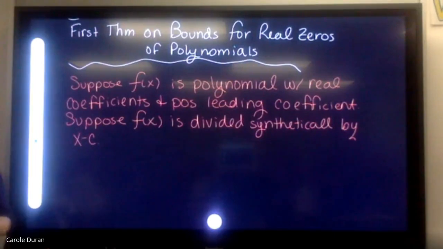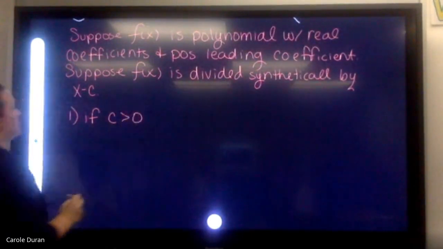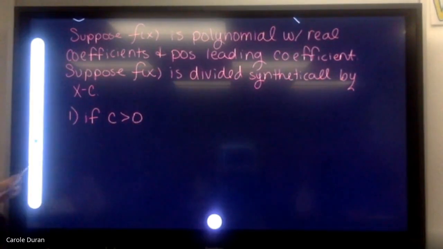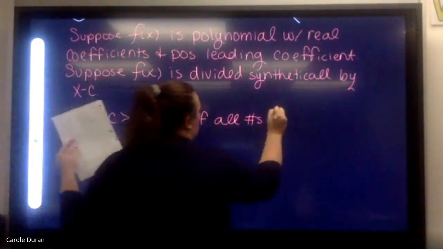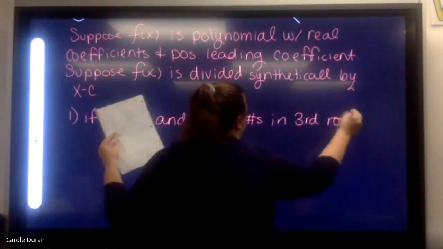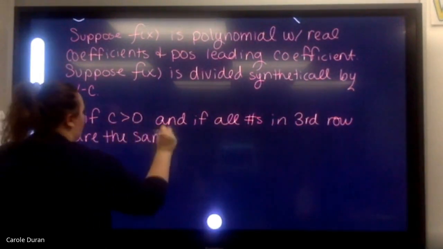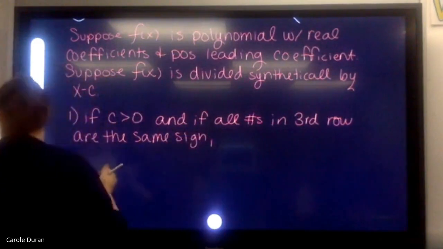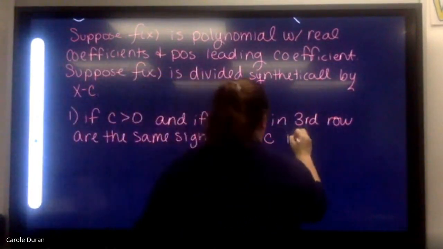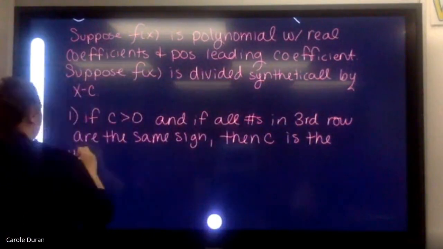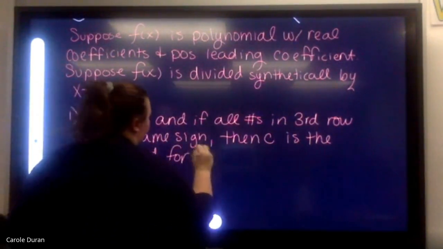There are two parts then to what's to follow. First part is, if that c that I divided out is positive, so if it's greater than 0, and if all numbers in the third row of our synthetic division chart are the same sign, so if they're all positive or they're all negative, or if they're 0, that counts too, then the value c I divided out is the upper bound for the real zeros of f of x.